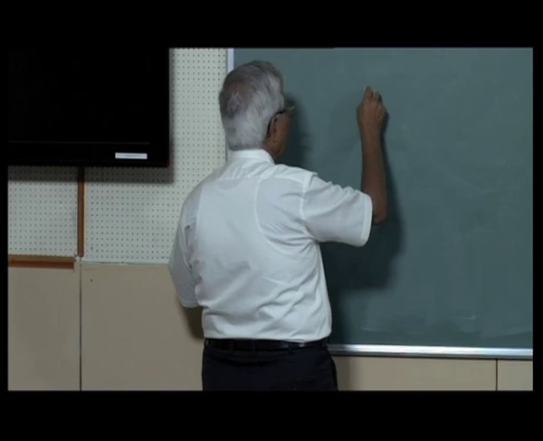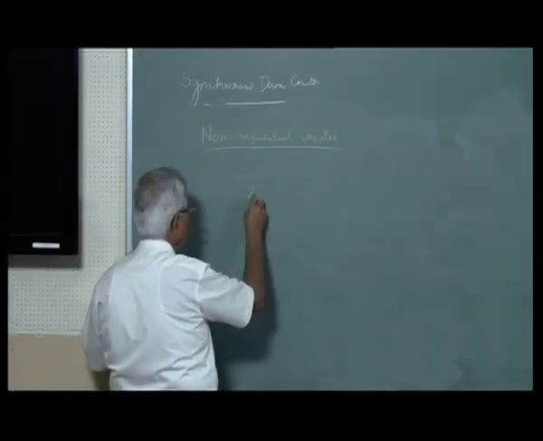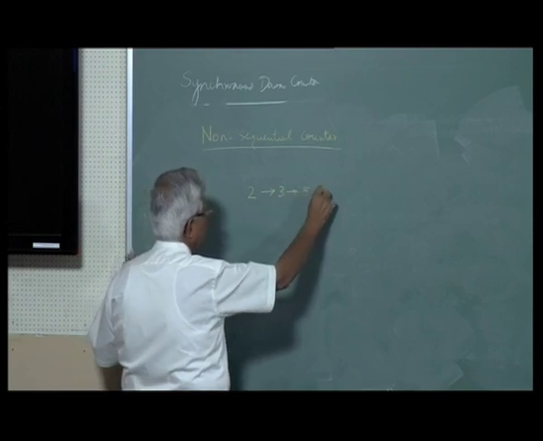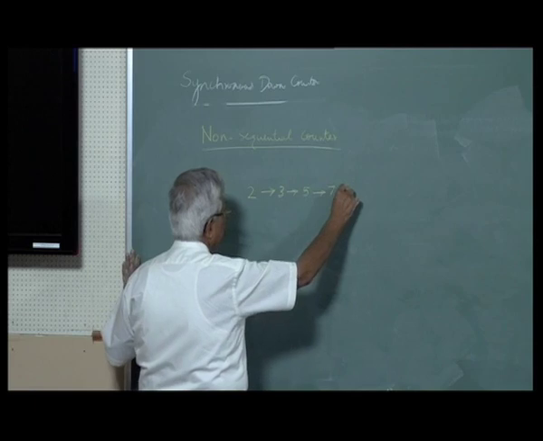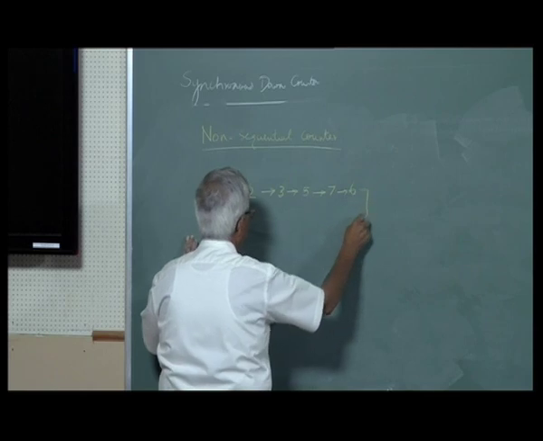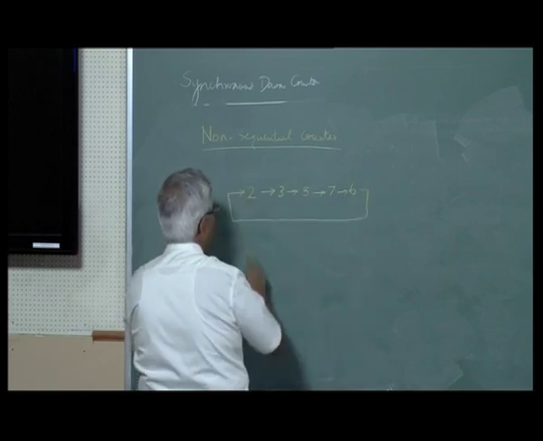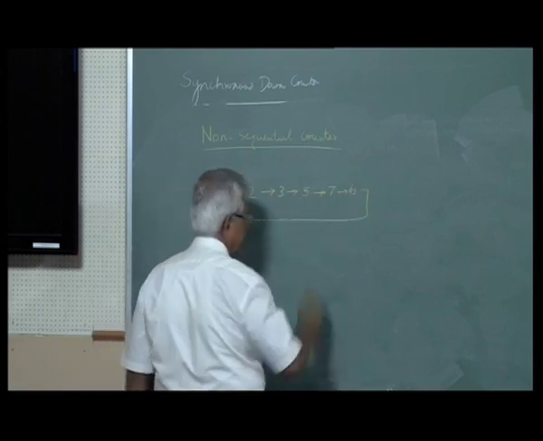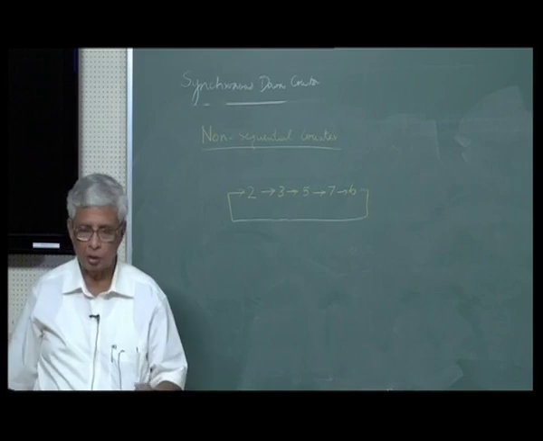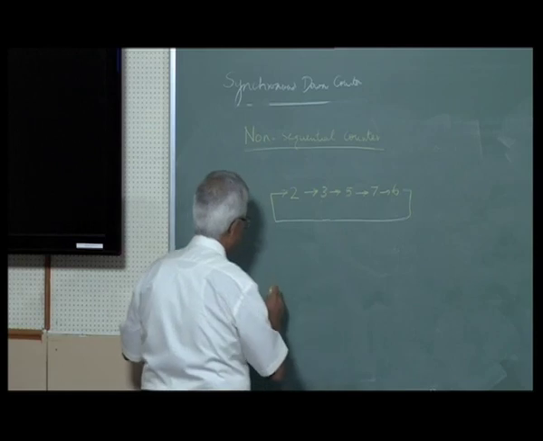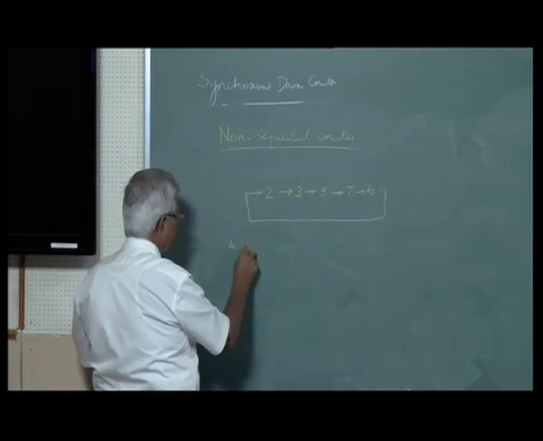So what do we mean by that? For example, we will take a counter which goes from binary 2 to 3 to 5, 7, 6 and back to 2. So I have counts 2, 3, 5, 7, 6. I need a 3-bit counter because the largest state is 111. So I will call these again ABC present states.